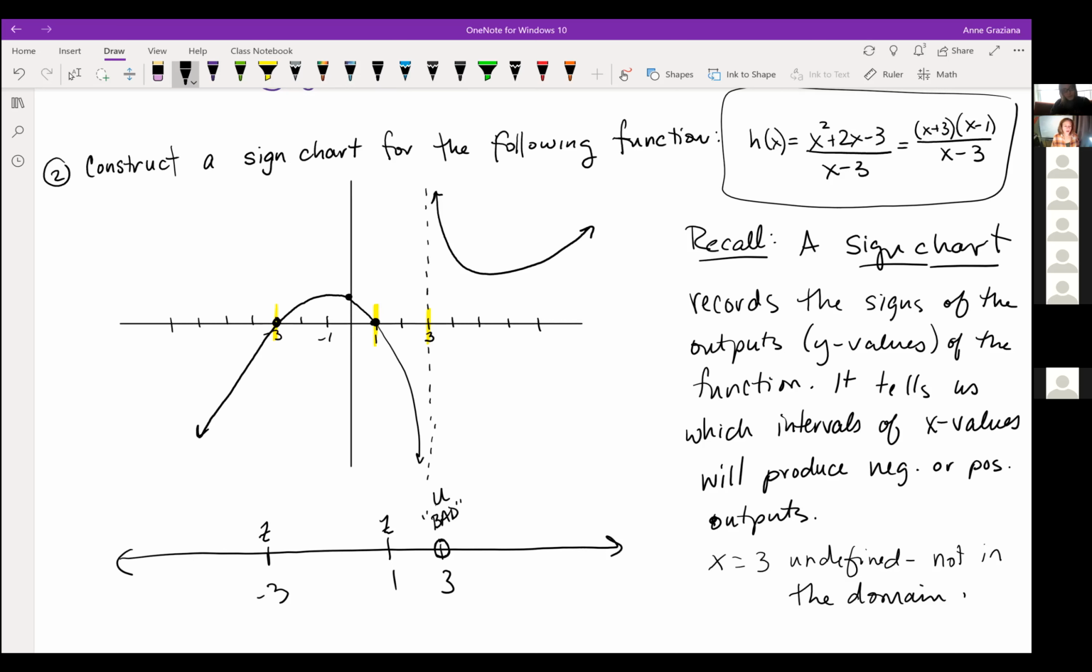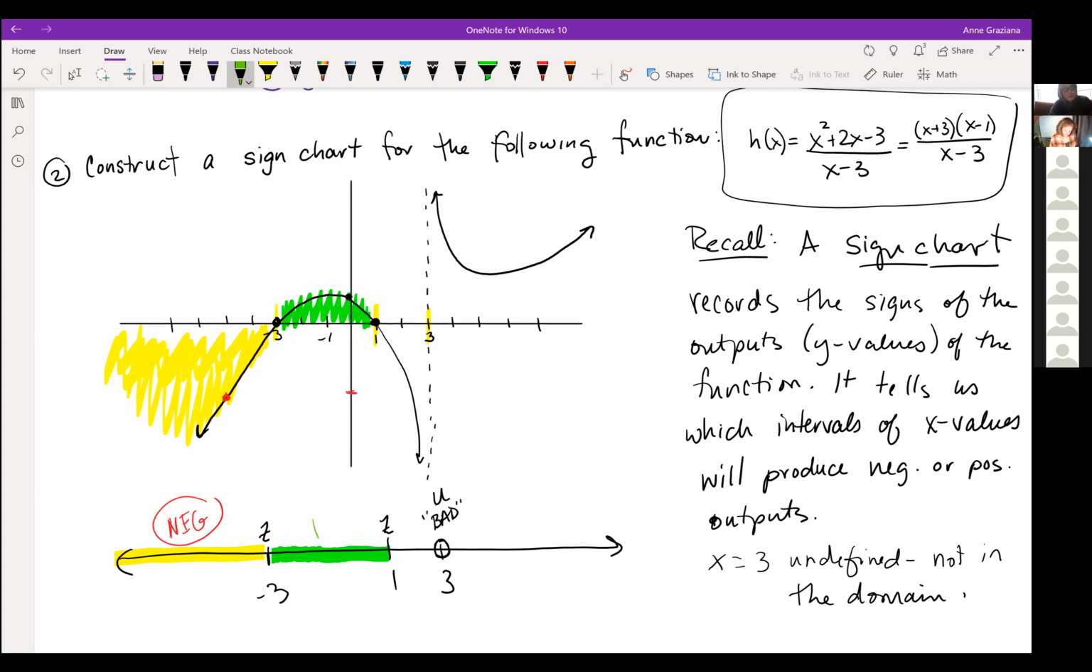Now, let's do some recording, shall we? Here's the first interval from -∞ to -3. That's all the outputs along here. So what are we going to record on our sign chart? Is it negative or positive? Negative. If you pick any point along here, my y value is going to be negative. Now let's go to the next interval, from -3 to 1. That's this part of the graph. Positive or negative?